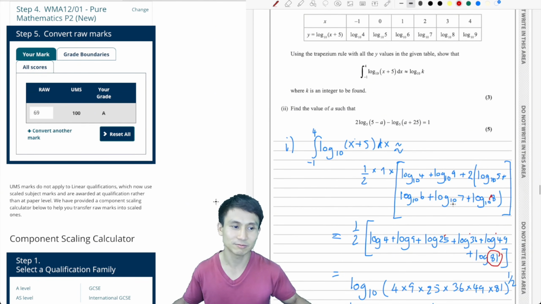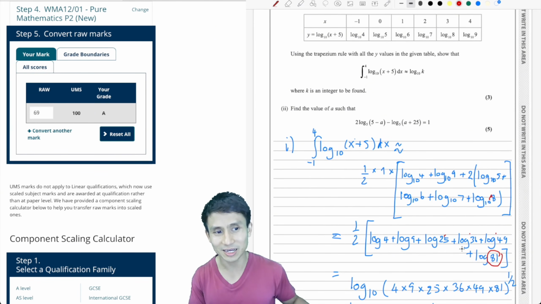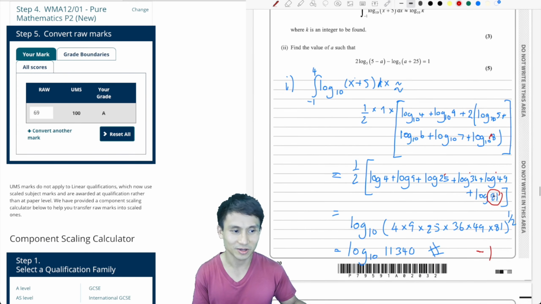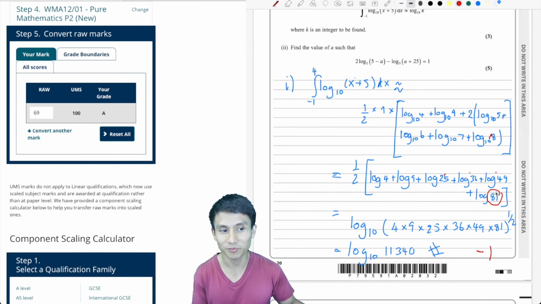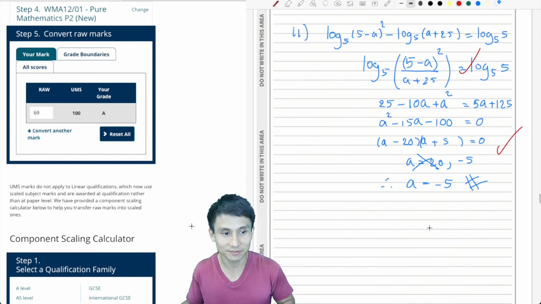This one, another silly mistake. I made 3 silly mistakes now in this paper. Okay, this should be 64. And if I recalculate that, I think I would get the right answer there.